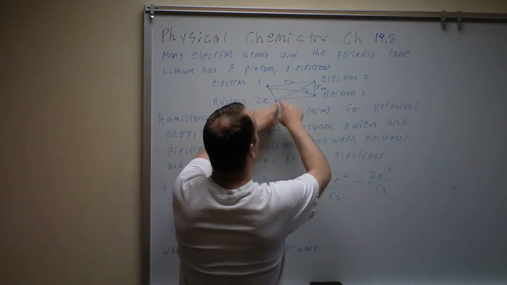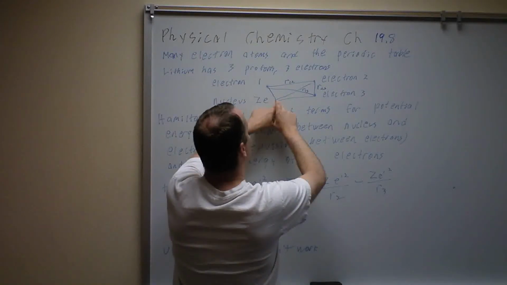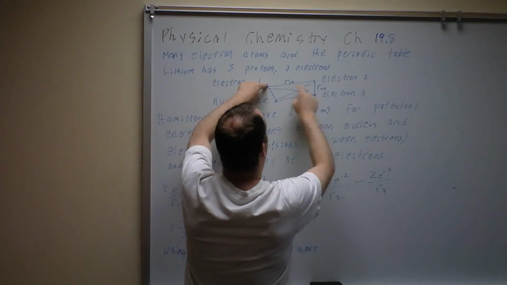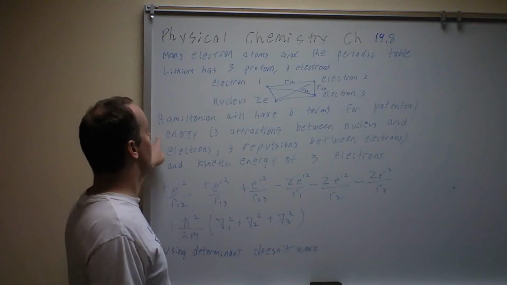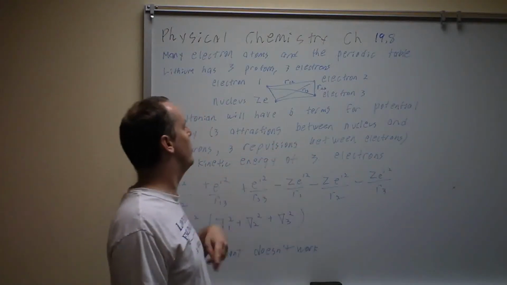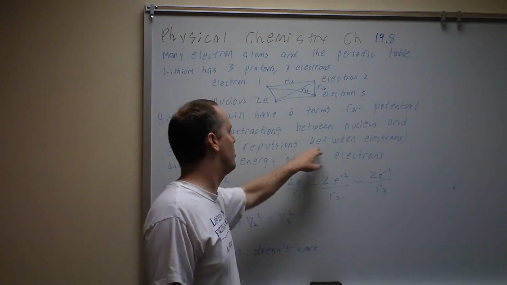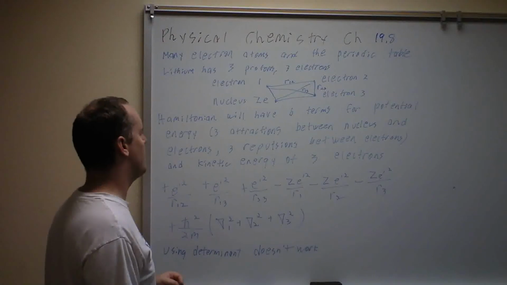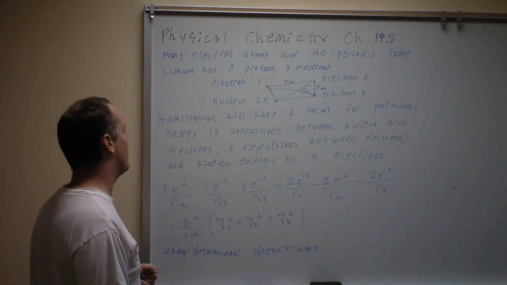So out here we have the energy between the electron and the nucleus. And then out here we have the energy due to the repulsion of the electrons. So the Hamiltonian is going to have 3 attractions, like I said, between the nucleus and the electrons. And it's going to have 3 repulsions between the pairs of electrons: 1 to 2, 2 to 3, and 1 to 3. And then, of course, it's going to have the actual kinetic energy of the electrons moving around.